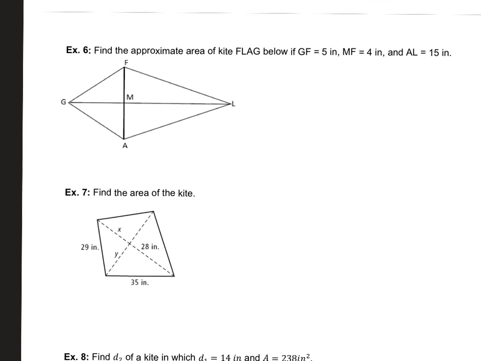So example 6, they want us to find the approximate area. Okay, that word approximate, if exact meant radicals, then approximate means that we can have a decimal in our answer. So they want us to find the approximate area of kite FLAG below if GF is 5, MF is 4, and AL is 15.